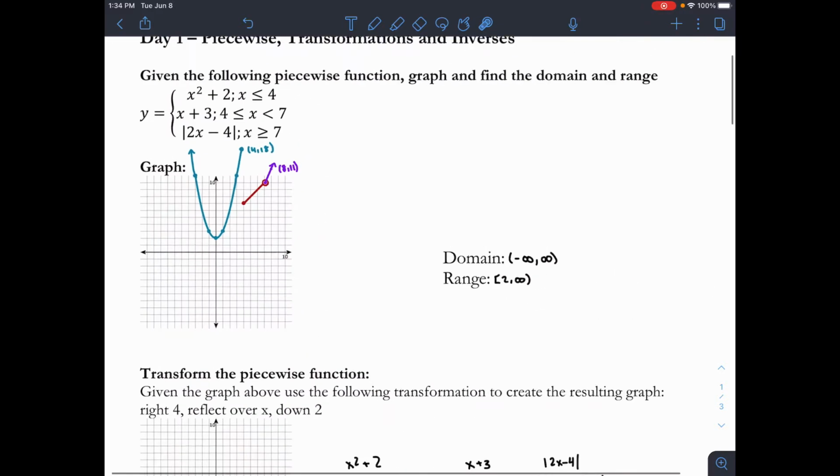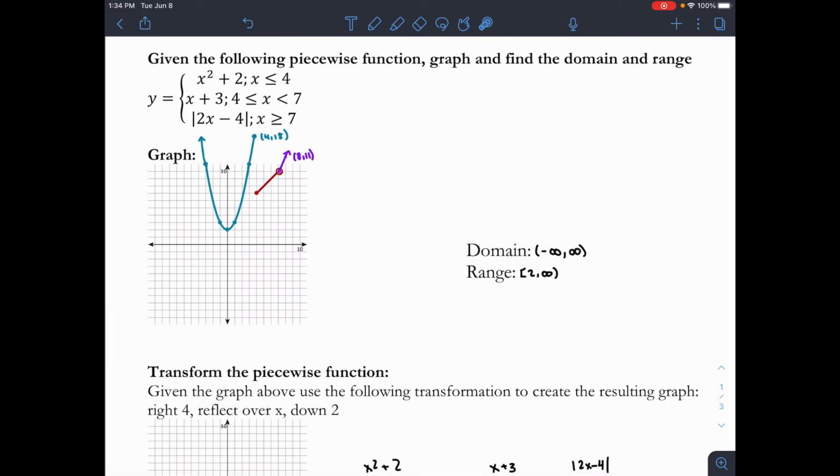And it says the domain and range. So the domain would be everything in this direction, and because there's an arrow here, it would be negative infinity, and when we go this direction, there's also an arrow pointing to the right side, which is pointing to positive infinity, so the domain would be negative infinity to positive infinity.